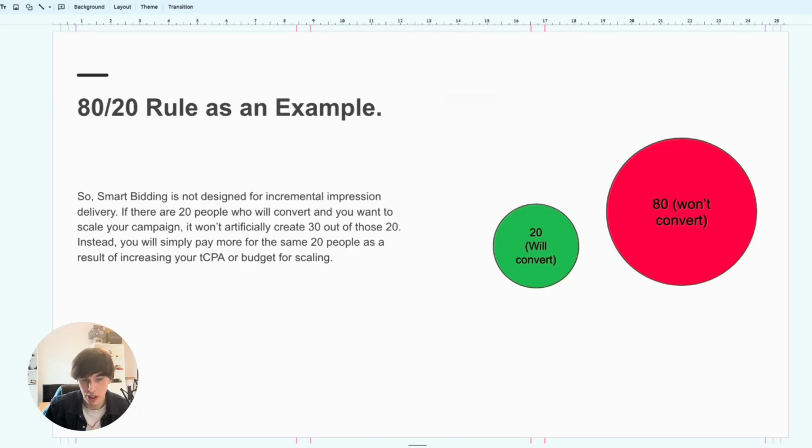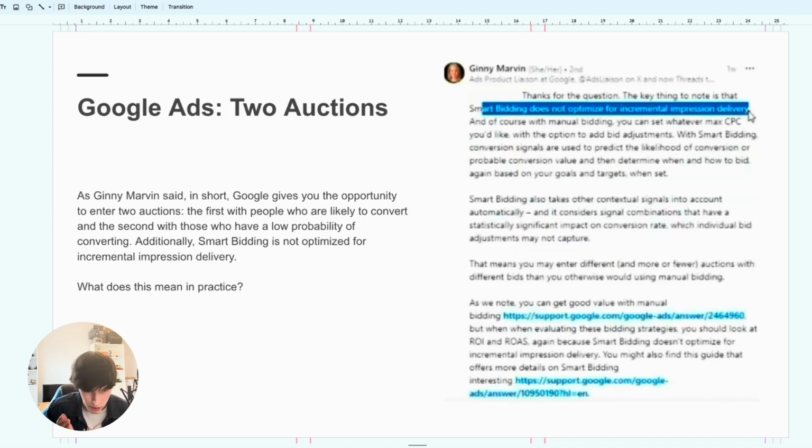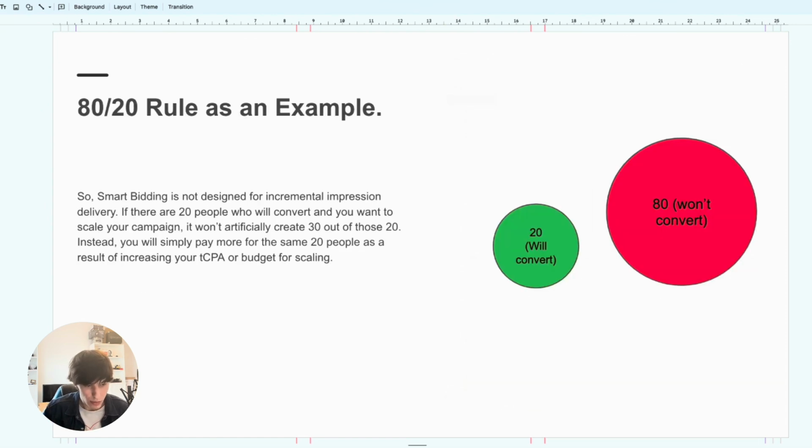And also, yes, so you will just pay more for same 20 people. So what she said also here, that if you want to enter another auction with those 80 people, you can use manual bidding. So what does it mean in practice? So 20/80 rule as an example. So as Ginny Marvin said, smart bidding is not designed for incremental impression delivery. If there are 20 people who will convert and you want to scale your campaign, it won't artificially create 30 out of those 20. Instead, you will simply pay more for the same 20 people as a result of increasing your target CPA or budget for scaling, as I said before.